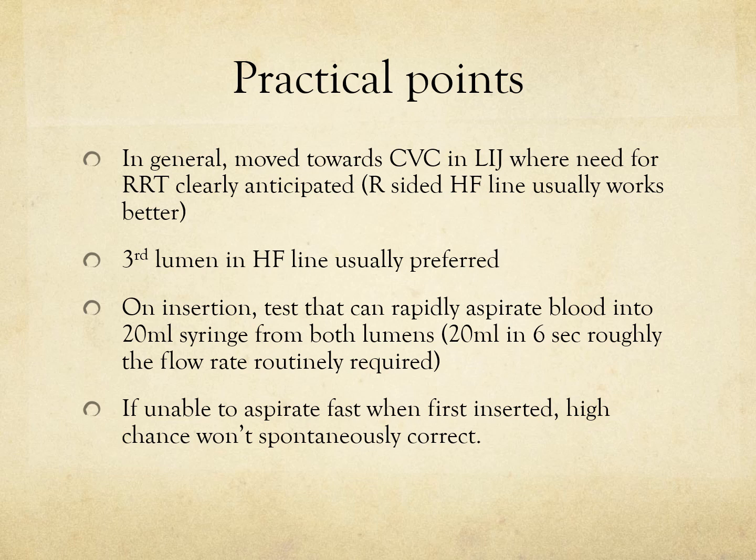It's important when you're putting these dialysis lines in that you check that they're working adequately. So once the line's in place, you want to see that you can rapidly aspirate blood into a 20 ml syringe from both lumens. And the flow rate roughly is that you need to be able to get 20 ml easily into the syringe in less than 6 seconds. With a good working line, you should be able to get 20 ml into the syringe in less than 2 seconds, really.